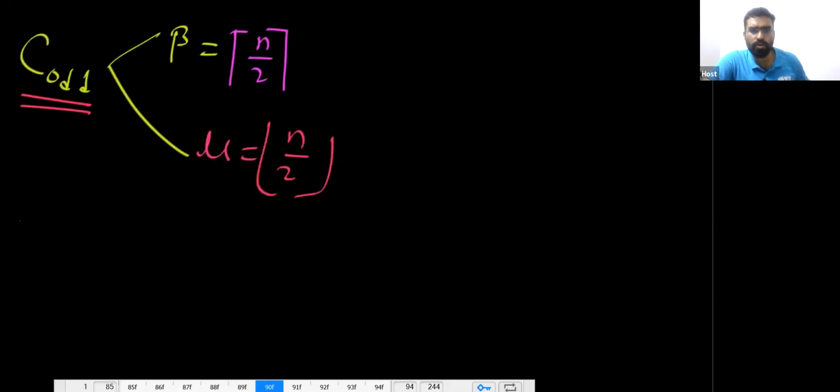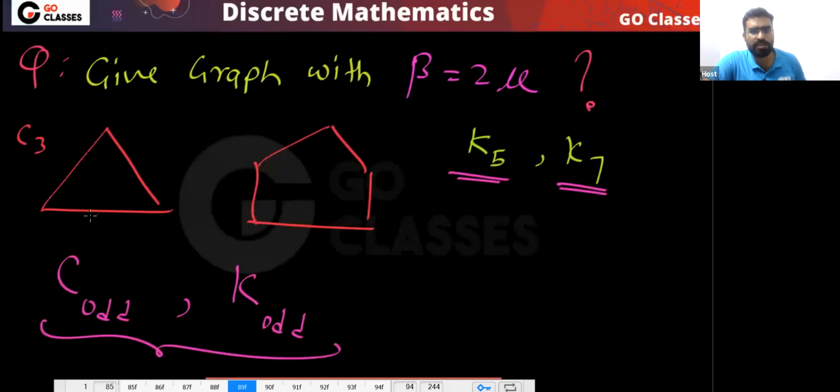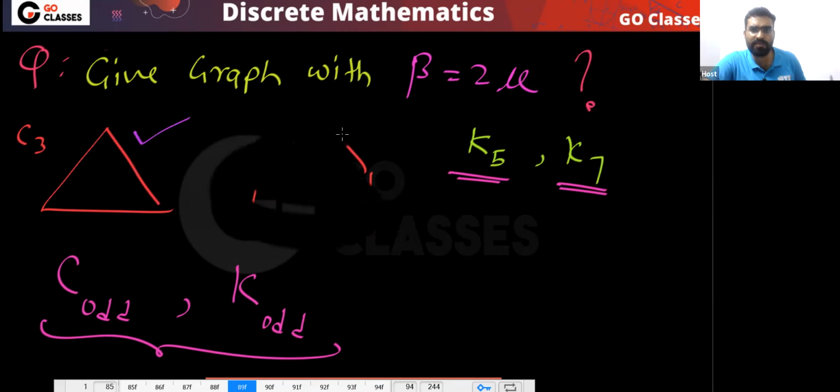So I want beta equal to 2 mu. This is what I want. Will it happen here? Like for C3, it is fine. For C5, will this happen? This will not happen for C5, right? So for C3 this will happen, but for C5 this will not happen. Okay, so this is wrong. For C5 this will not happen.